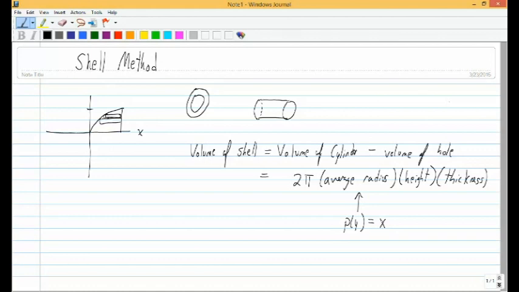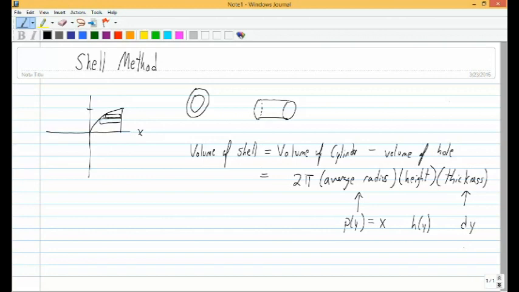Okay. The height of the shell is really going to depend on where you are, like this side minus this side or something like that. So the height we will have to figure out, and it's going to be represented by some h of y if we're going about a horizontal axis. And then the thickness here, that's going to be our dy.